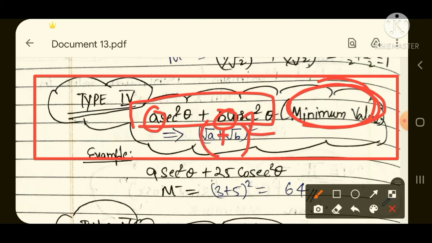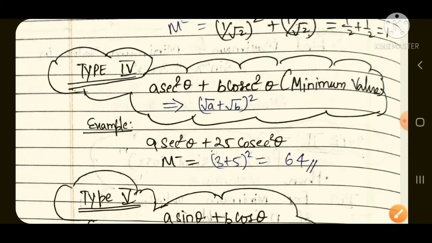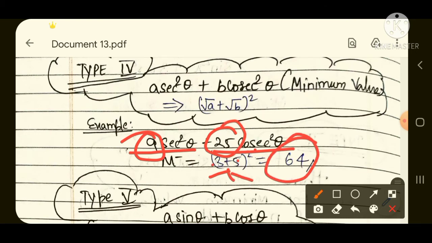For better understanding, I already told you that I will take an example. See, an example is right in front of your screen. If the question comes as 9 secant square theta plus 25 cosecant square theta, then what is the minimum value? Just take the under root of 9, which will become 3, and the under root of 25, which will become 5. So 3 plus 5 is 8, and 8 square is 64, which is our required answer. See how simple it is.